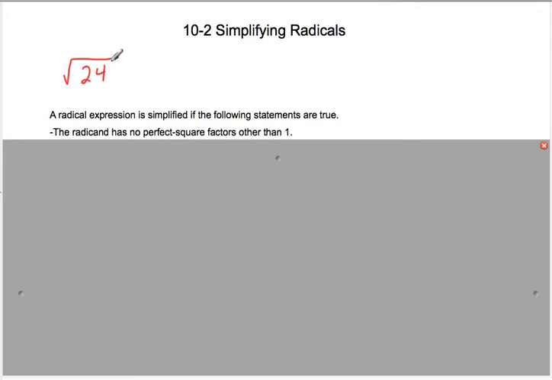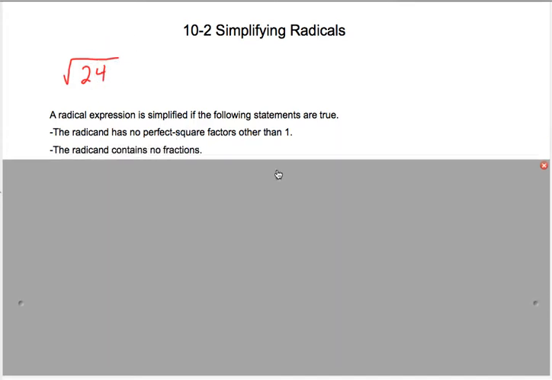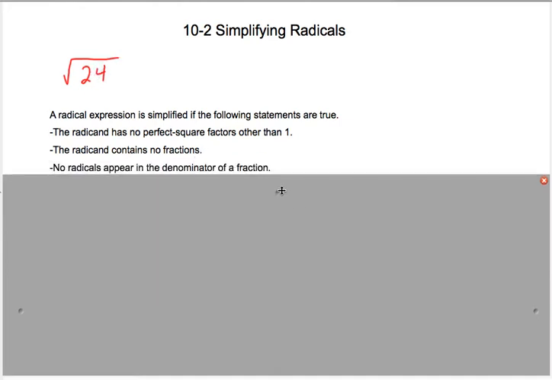Okay, so right now 24 has 4 as one of its factors, which is a perfect square. So this is currently not in simplified radical form. The radicand contains no fractions. Well, this one does contain no fractions, so that one's okay for now. And no radicals appear in the denominator of a fraction. Again, there's no fraction here, so we're not concerned about that one yet. But we'll get to it.